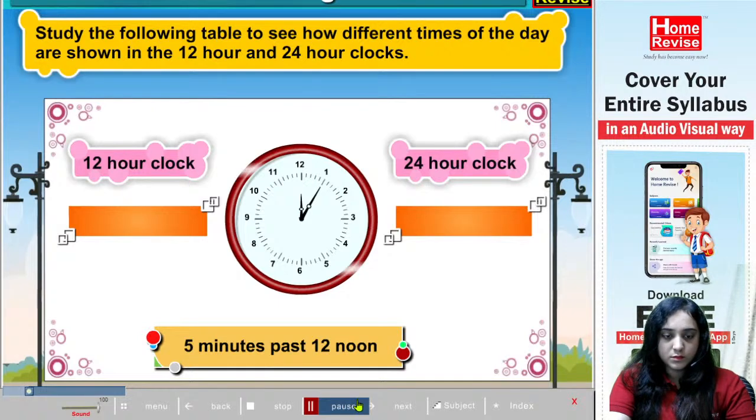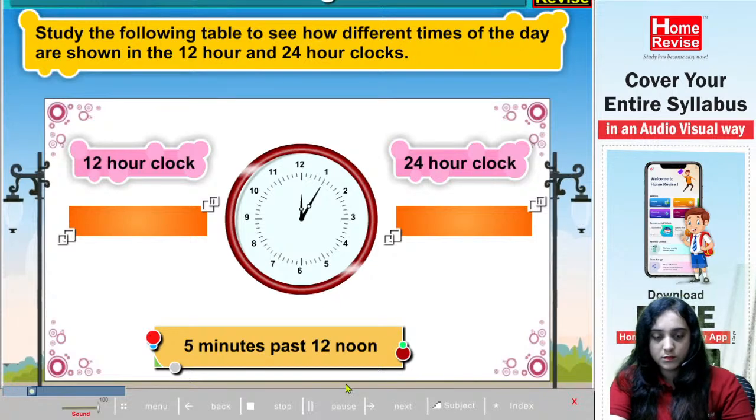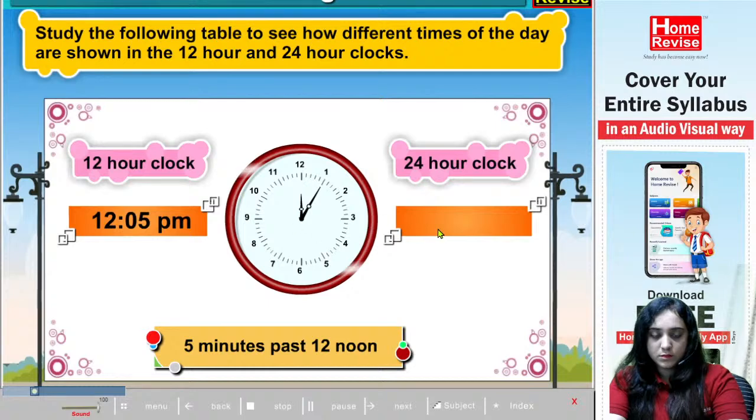2. Now see this clock here. The time is 5 minutes past 12 noon. This in 12-hour clock is written as 12:05 p.m. and in 24-hour clock it is 12:05.